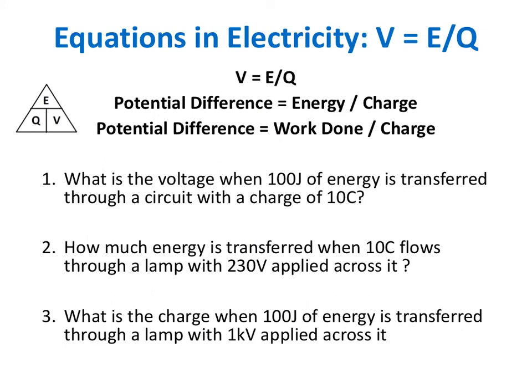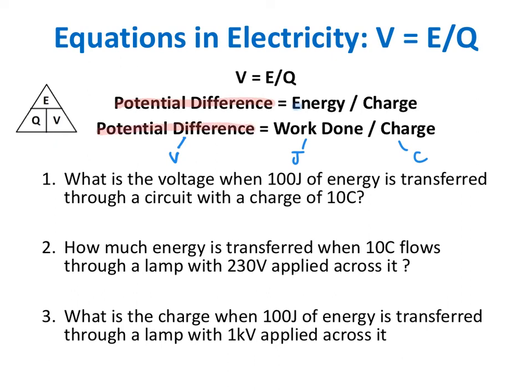Okay, so here's the final equation out of the 3 that we've got to learn for year 9. So potential difference equals energy, or work done, divided by charge. So we know what the unit of potential difference is. That is volts. And we know that the unit of energy or work done is joules. And we know that the unit of charge is coulombs. So I'm going to colour code them again. So potential difference in red.